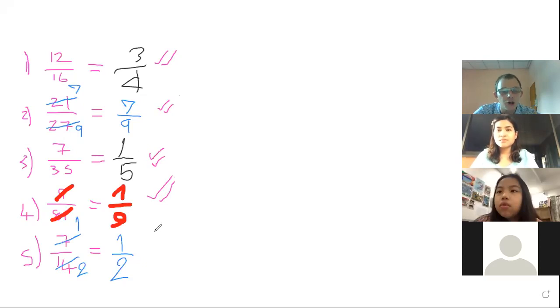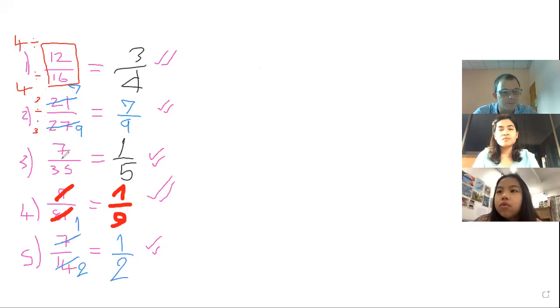So let's quickly go through and just see what we did. For those that did not want to answer here, let's just tell them what we did. So for number one here, we divide by 4 on top and we divide by 4 at the bottom. For number 2, we divide by 3 on top and 3 at the bottom. Number 3, we divide by 7. Please always put your calculation in your solution.